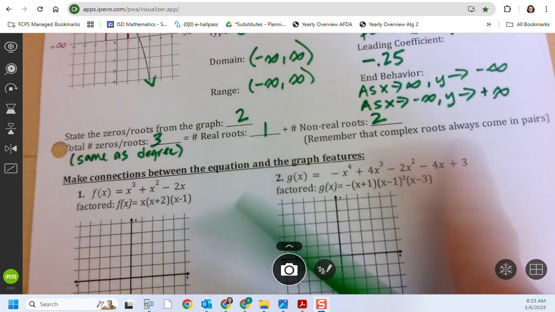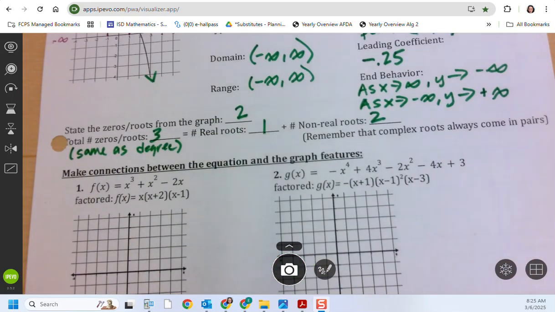And it says, remember that complex roots always come in pairs. So you could have 2 imaginary roots, 4 imaginary roots, 6 imaginary roots, but you'll never have 5 imaginary roots because they always come in pairs.